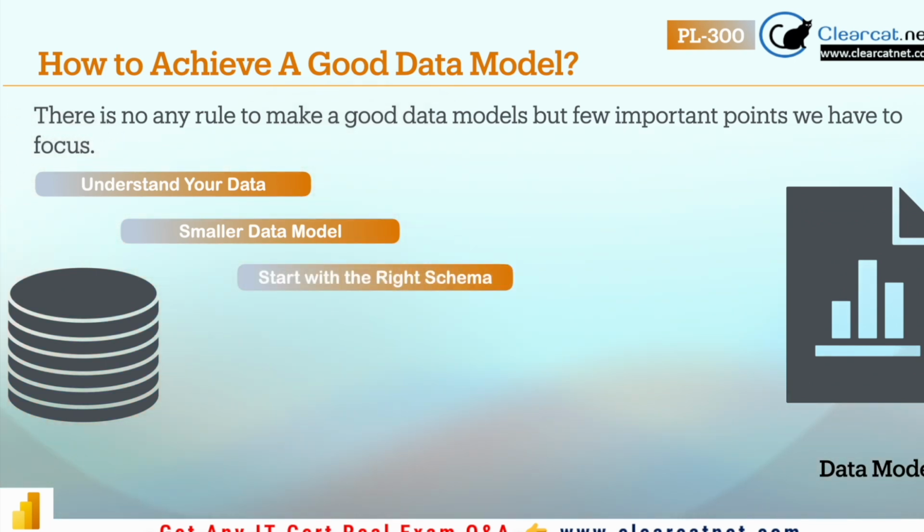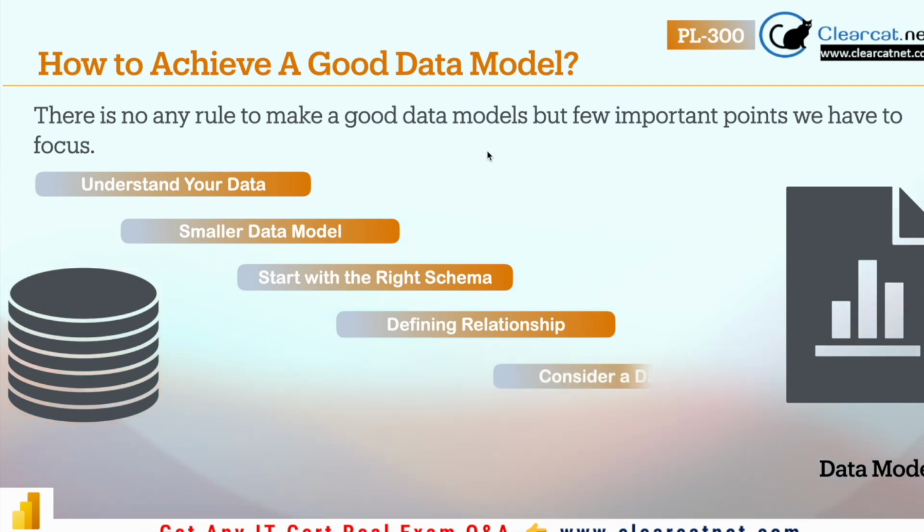Start with the right schema. For Power BI, it is recommended to use a star schema in which we are going to work with dimension tables and fact tables. Define relationships between the tables. It is good to define primary key, foreign key relationships between the tables, which help us to achieve consistency and accuracy of the data.